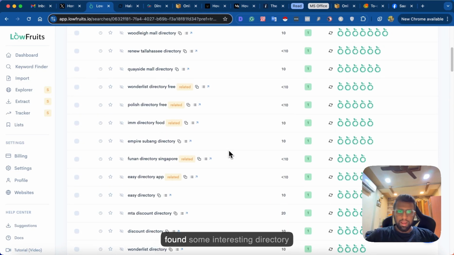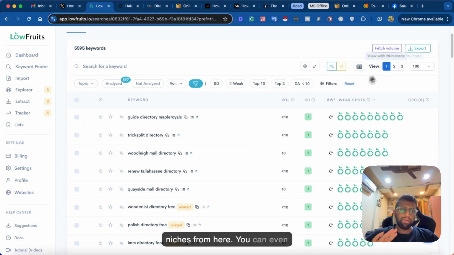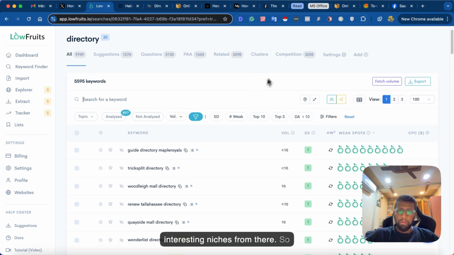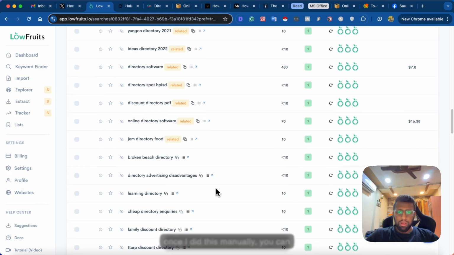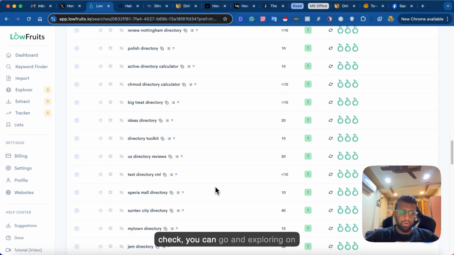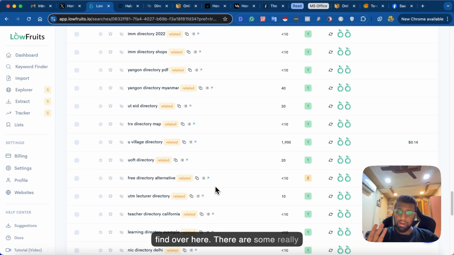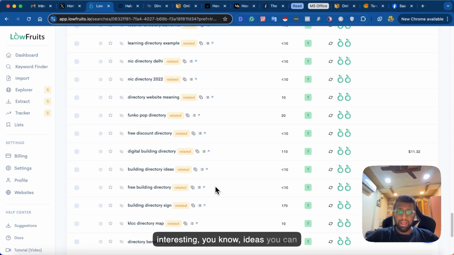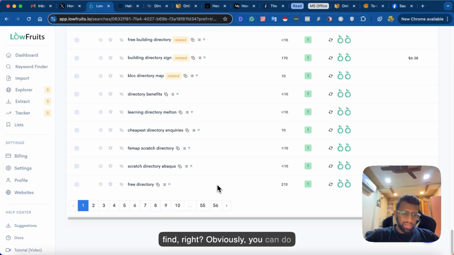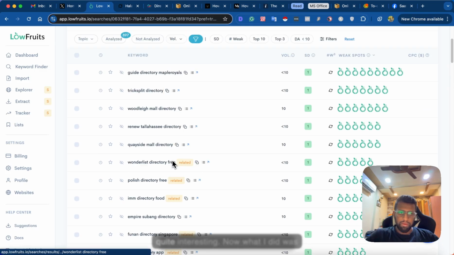So I found some interesting directory niches from here. You can even export all the keywords and filter them out. You can export or upload them into ChatGPT or Gemini and ask it to spit out some interesting niches from there. I did this manually, and you can search for it and go exploring all the directory niches you can find over here. There are some really interesting ideas you can find. Obviously, you can do a Google search as well, but this is quite interesting.